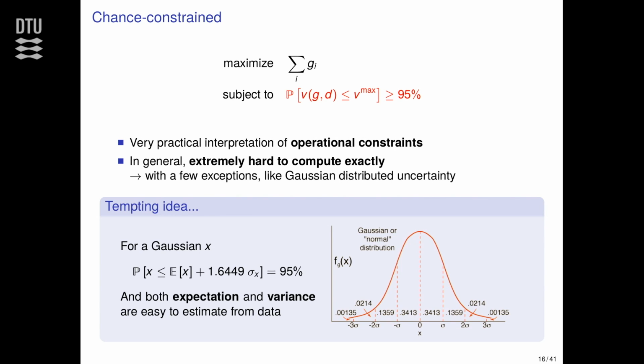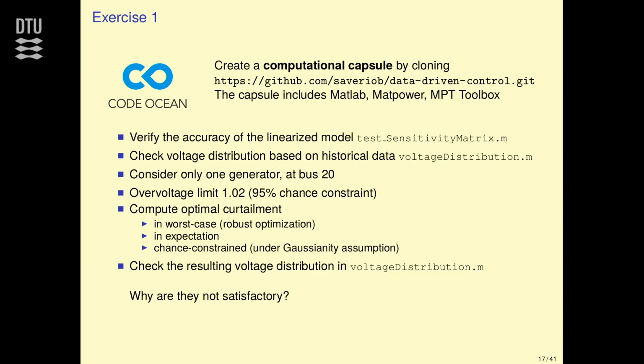You can compute the expectation and variance from the data and try to apply this one, and you tell me what happens. This is very tempting because the approximation of Gaussian distribution is done in the vast majority of stochastic optimization problems, right? Especially in control. So I want you to see if this works or not. Okay, so this is the first exercise.